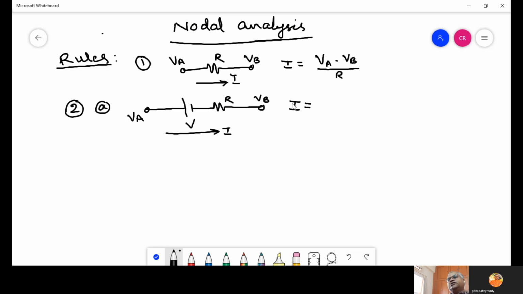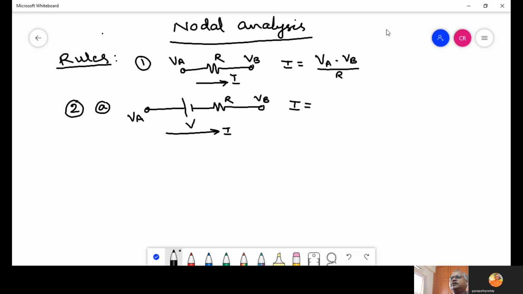You make many mistakes now. One student will give the answer VA minus VB by R, wrong. Or V by R, wrong. Minus V by R, wrong. VA minus VB plus V by R, wrong. These are all possible mistakes. What is Ohm's law?